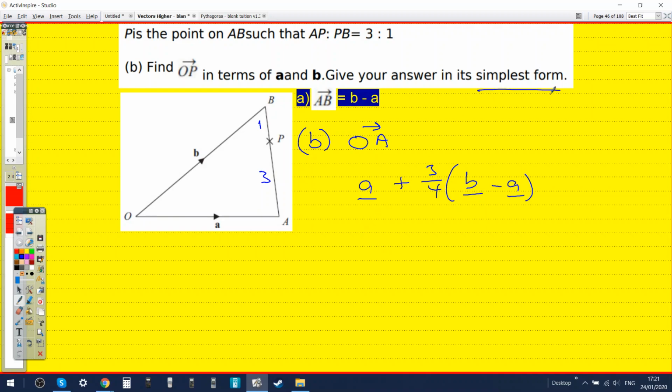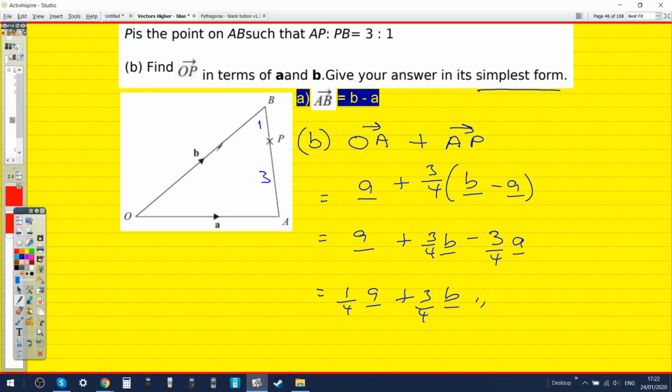And simplest form. Okay, so multiply out the brackets to get a plus 3/4 of b minus 3/4 of a. And then you get 1/4 of a plus 3/4 of b. Well done. 1/4 A plus 3/4 B.